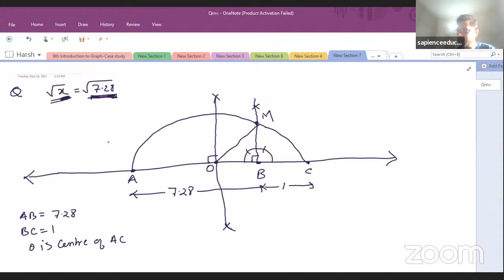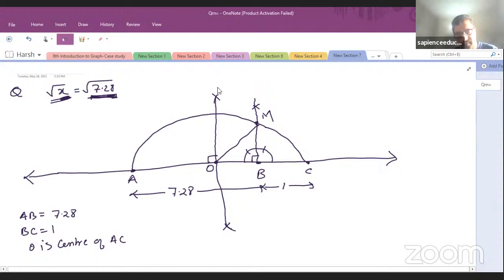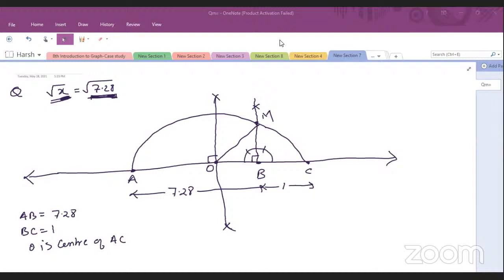Okay, so you are telling that OM is under root 7.28. This is what you are telling. Abhay? Yes, sir. OM is under root 7.28. Okay, okay. And Sanjit, which length is under root 7.28? Sir, no, sir. The chance is gone away.